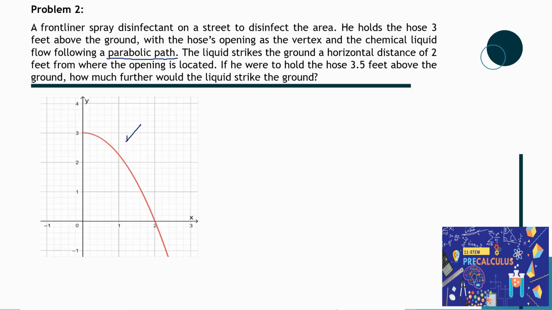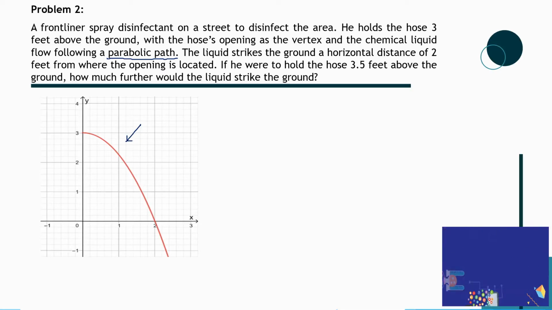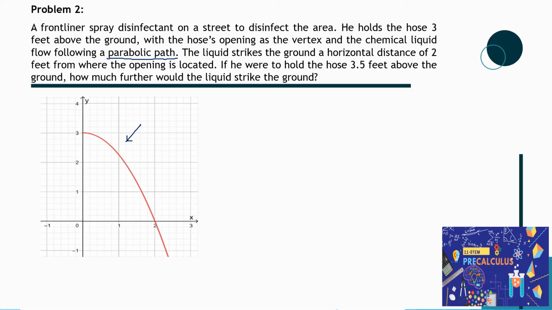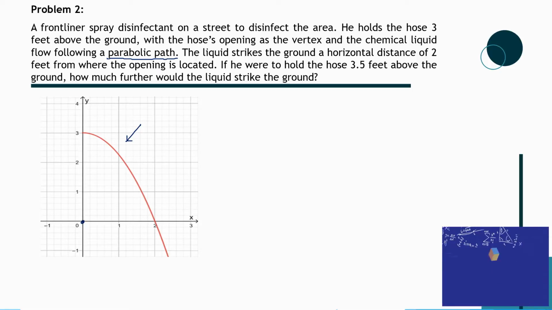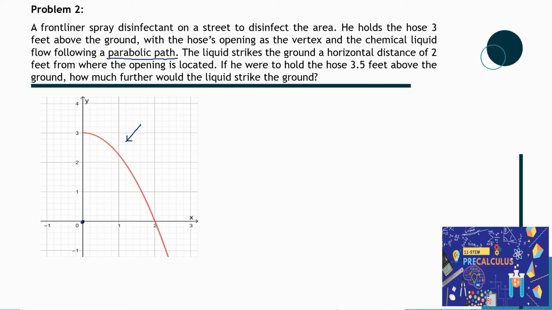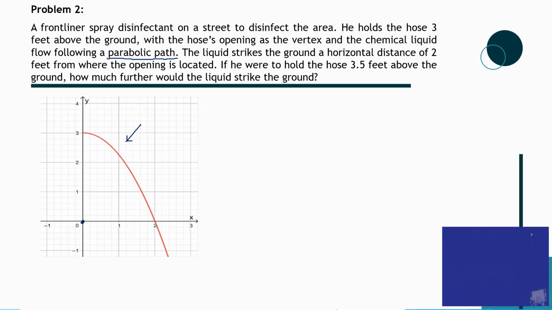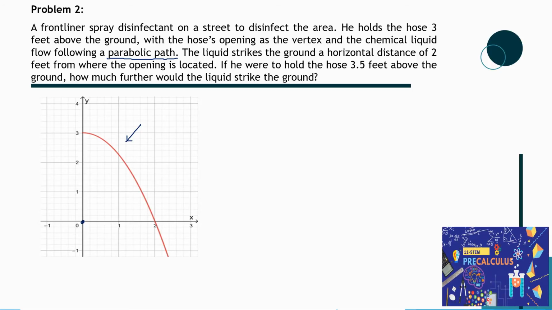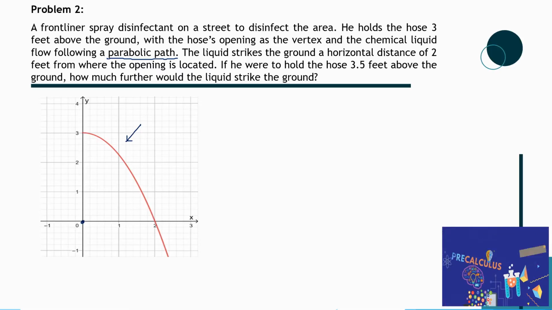This red curve here is the path of the disinfectant. As you can see, it's in the shape of a parabola. You can place it wherever you want, but it's easier if you place the conic referring to the origin. Using the origin as the reference point for the ground, 3 feet or 3 units above it is where we will place the opening of the hose, or the parabola's vertex.